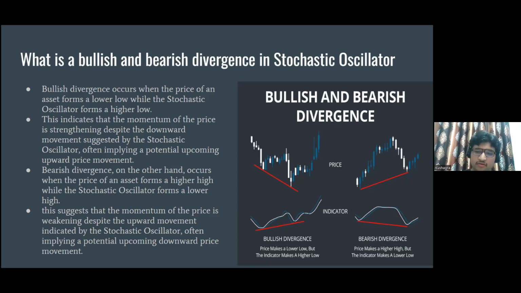So in the bullish case, the price movement tends to be upward, even during the downward movement, because of this divergence that is occurring. And in the case of bearish, the movement might change to downward because the momentum is weakening. Despite the movement being upward, it might in future change to downward movement. So these are the implications or results of the analysis here.